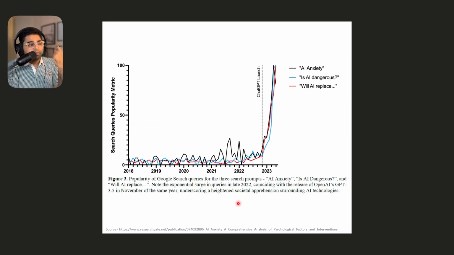And later on in the paper, they made this interesting graph which showed how much the searches for AI anxiety, is AI dangerous, and will AI replace, increased drastically after ChatGPT was launched. So you see, before 2023, the search was okay, but you see a sudden surge after ChatGPT in AI anxiety. Is AI dangerous and will AI replace? Okay, so we all have this.